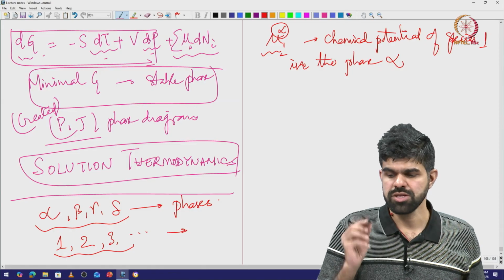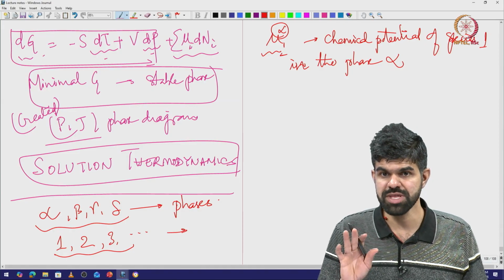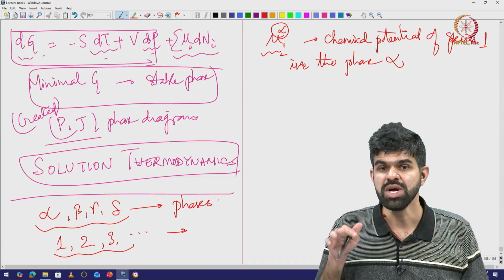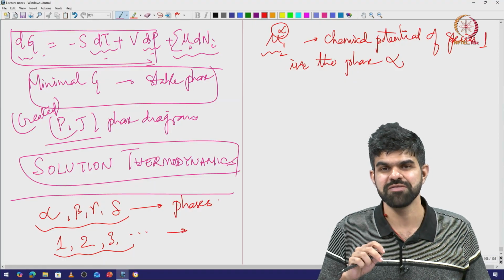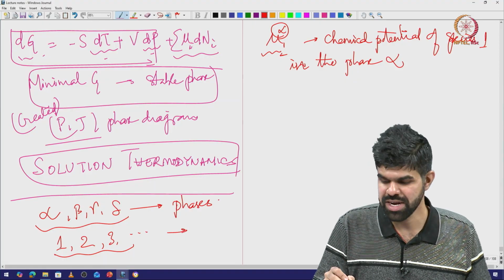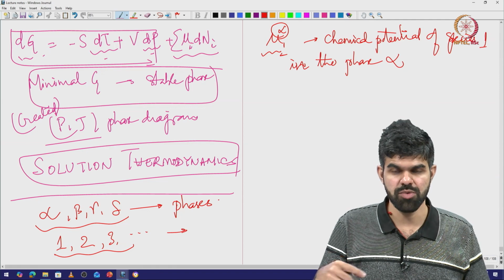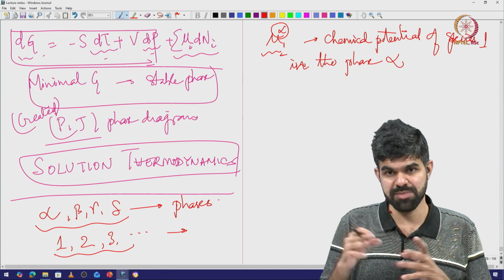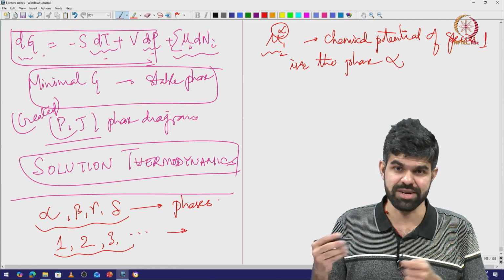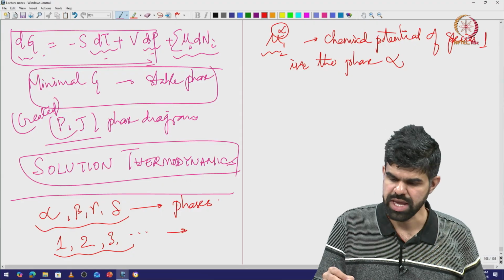Okay, so this is going to be the nomenclature from now on, and we are going to further develop the language of this chemical potential, because we are moving towards systems where there is going to be exchange of atoms.